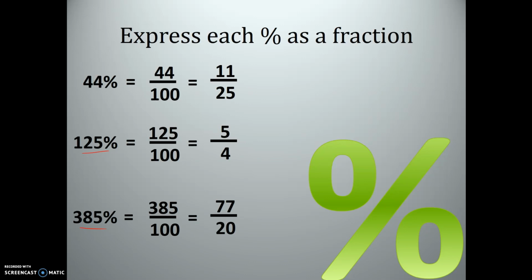It's the same process. So 125% becomes 125 over 100. That's what I have right here. And if we reduce that and divide both by 25, we're going to get 5/4. We could even simplify that further, couldn't we? And we would get 1 and 1/4.